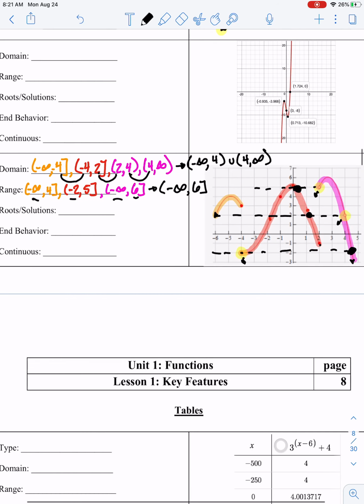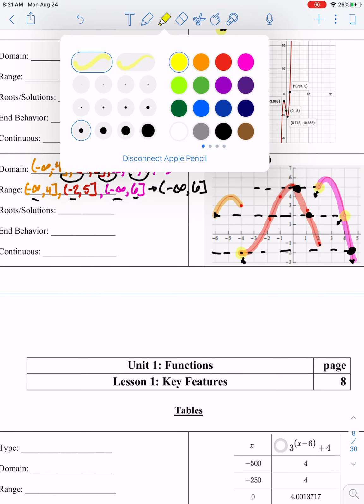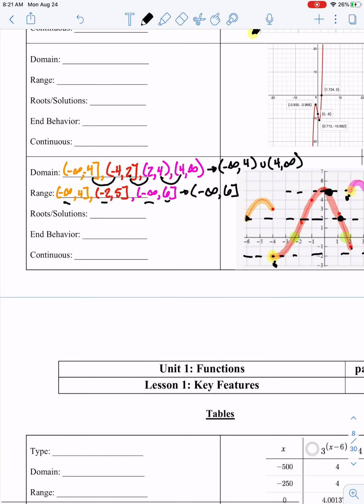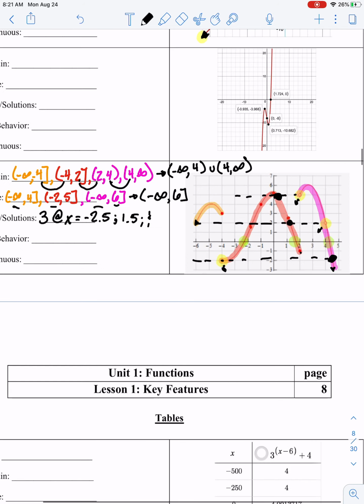Root, solution, zeros, again, where does it cross the x-axis? There, there, and there. So you will say it has 3 at x equals, we'll say like negative 2.5, 1.5, and 4.5.